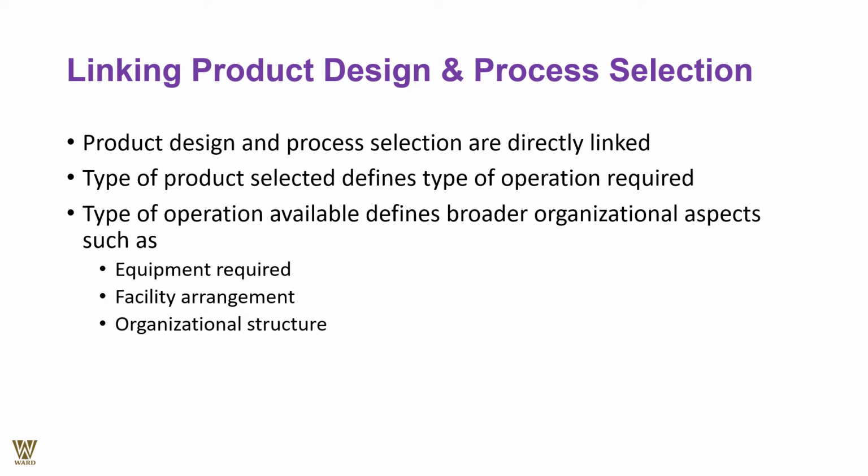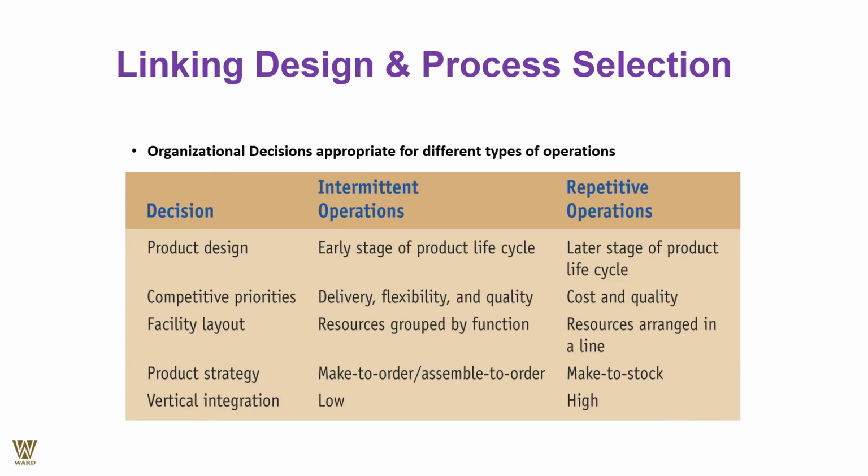So, linking product design and process selection. Product design and process selection are directly linked. The type of product selected defines the type of operation required. Now, the type of operation available defines broader organizational aspects such as equipment required, facility arrangement, and organizational structures. These are things that need to be taken into account every now and then.